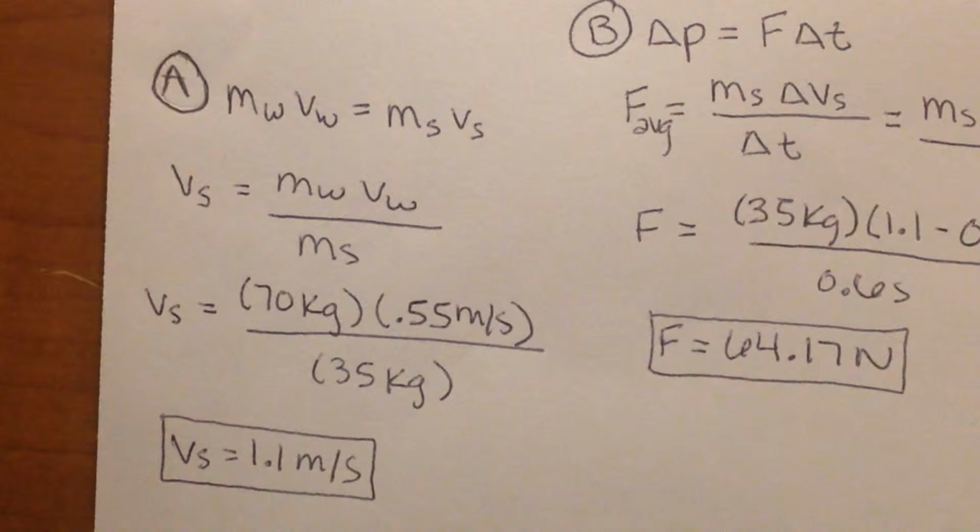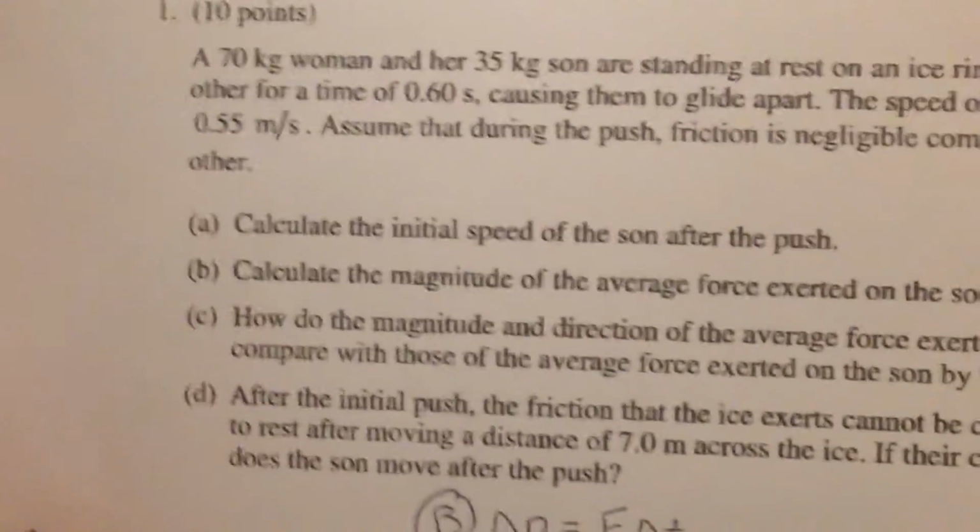So we can set the momentums equal to each other, and we say the velocity of the son equals the mass of the mother times the velocity of the mother over the mass of the son. We can plug in the numbers they gave us, and our answer should be the velocity of the son is equal to 1.1 meters per second.